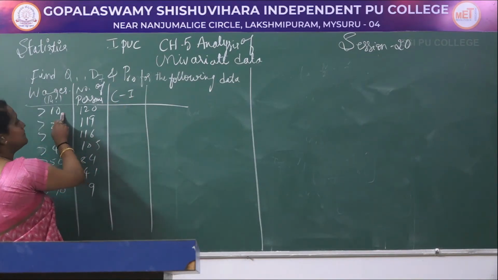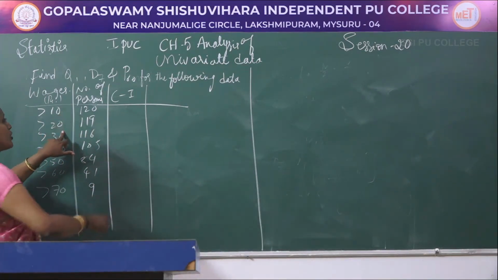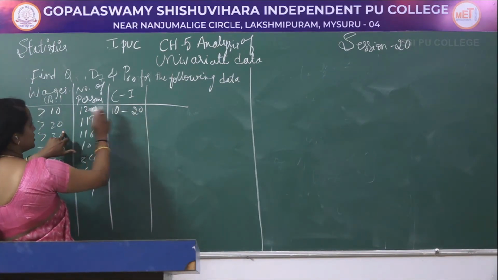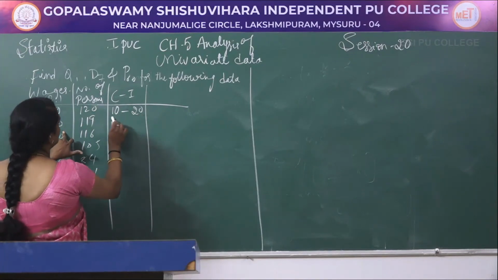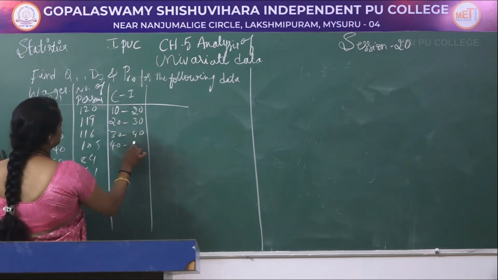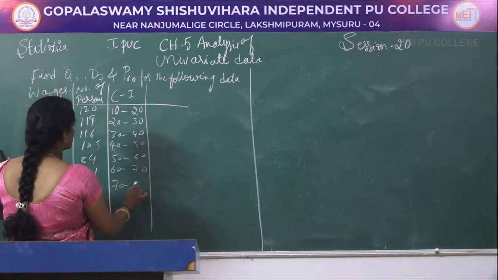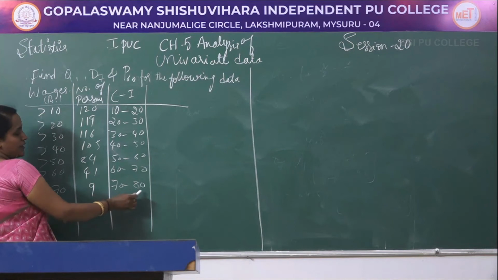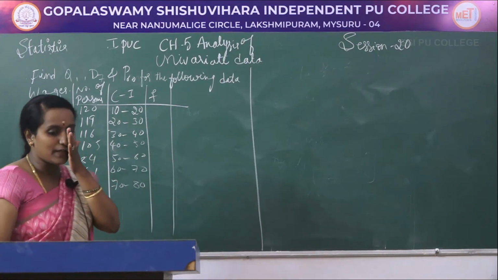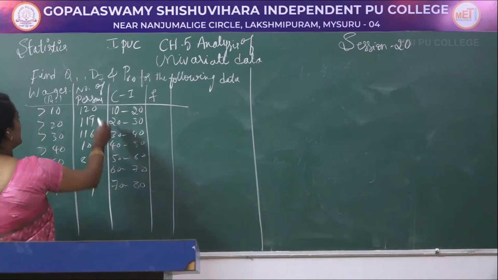It is more than 10, and the difference between these two is 10 again. So greater than 10 means it will start from 10 and end with 20, so the difference is 10. It is 10 to 20. Again it continues: 20 to 30, 30 to 40, 40 to 50, 50 to 60, 60 to 70, and 70 to 80. Here, greater than 70, so 70 to 80 will be the last one. Next we have to find the frequencies. To find the frequencies, we subtract in reverse.